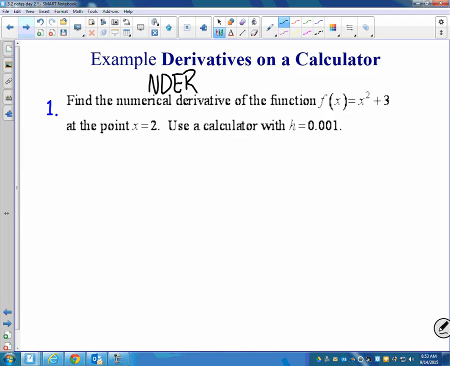What did you get? 4? 4. 4 is the right answer. Anyone not get 4? Okay.